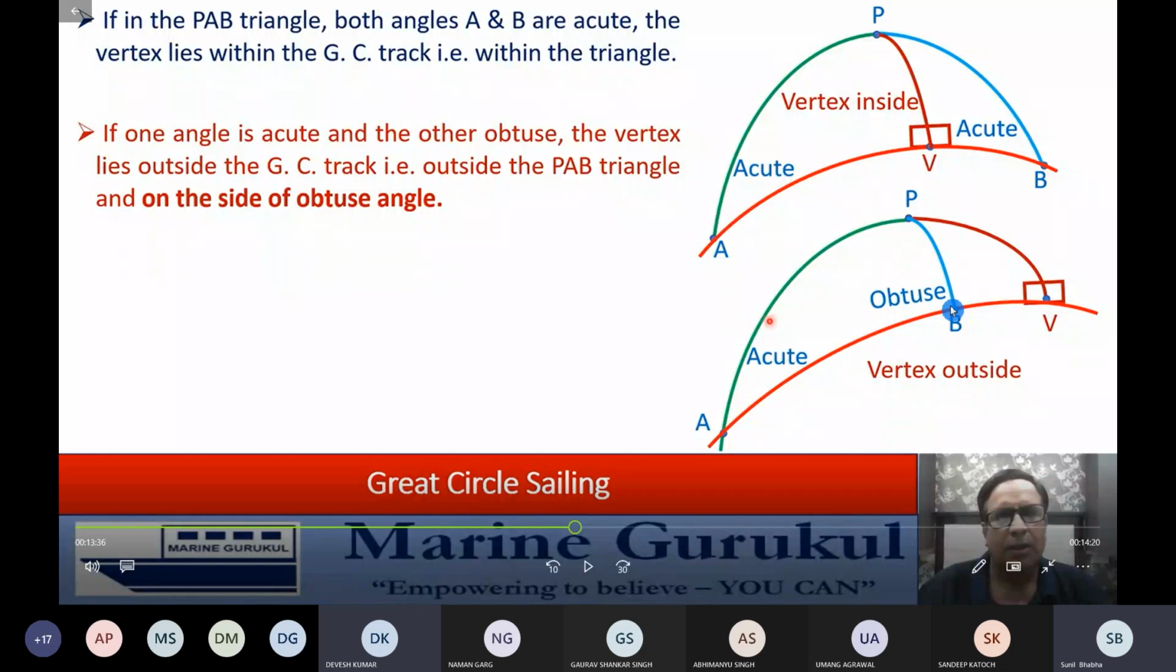Sir, suppose point B latitude is closer to the equator. You mean to say point B is close to the equator? Suppose point A latitude is 30 degrees south and point B latitude is about 2 degrees south. So if it is going outside on the obtuse angle, can it be in the northern hemisphere? No beta, this will never happen. The obtuse angle will always be at the higher latitude, it will never form at the lower latitude. You do not need to remember this, it will automatically be so.